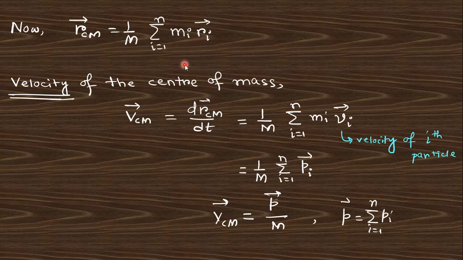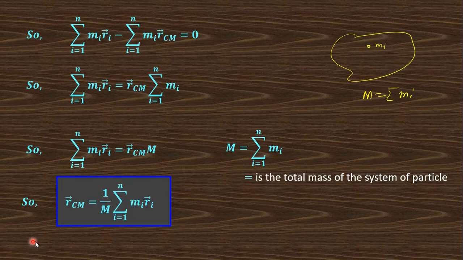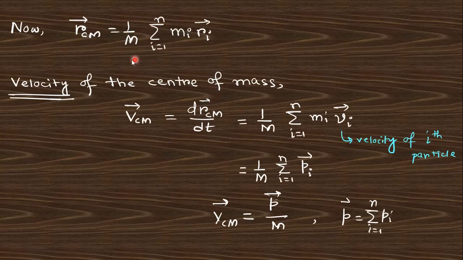Now this is r_i summation m_i, right. So if you take the derivative with respect to t, you will get the velocity. This is v_CM, and if you take the derivative, you will get dr_i/dt, because m_i is constant, so you will get v_i. m_i v_i is p_i. So the summation of p_i is written as capital P, the total p.